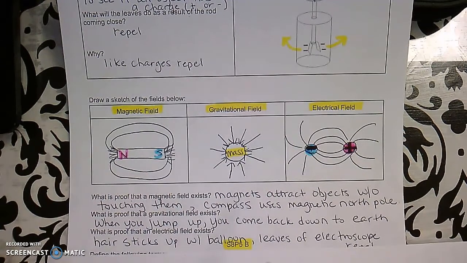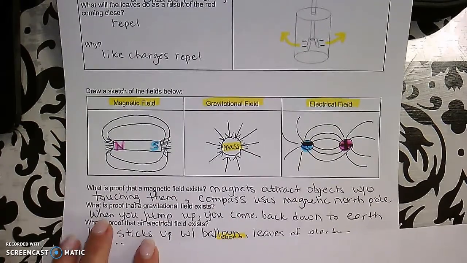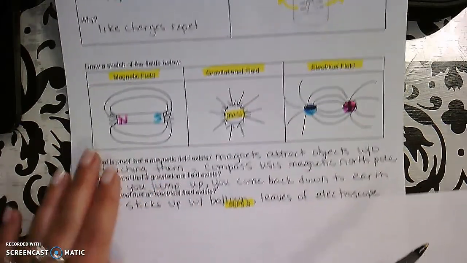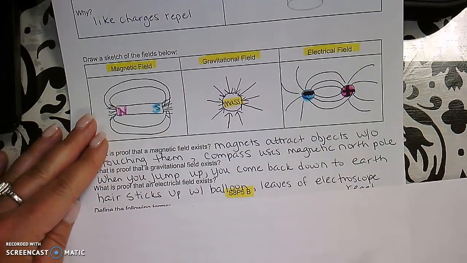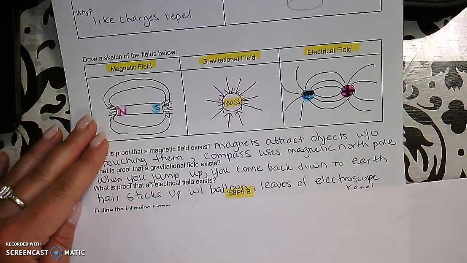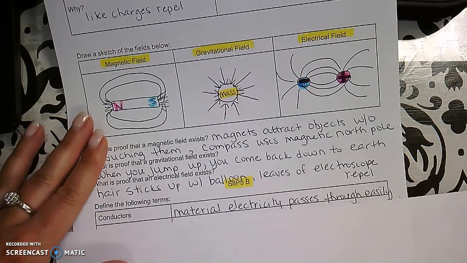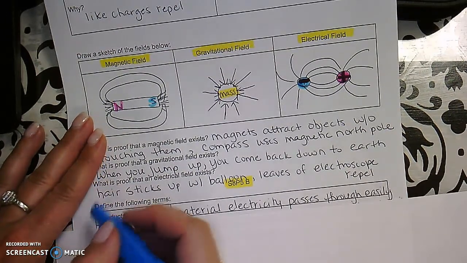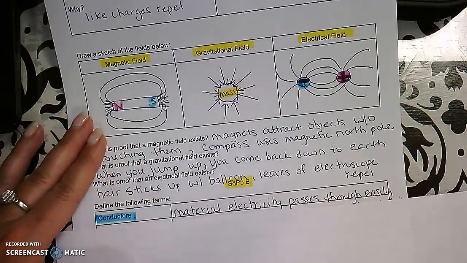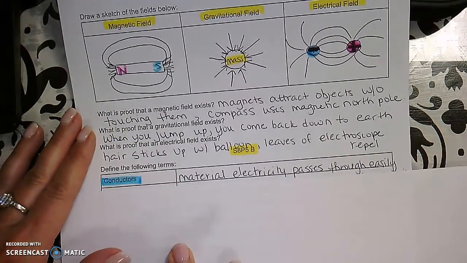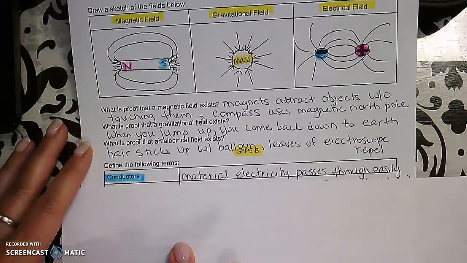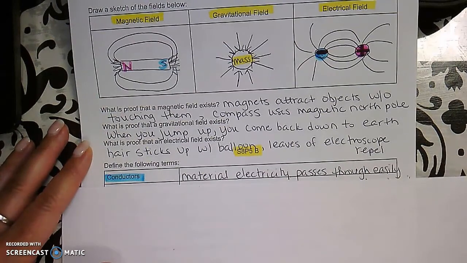So that's going to finish us up with S8P5A, and we're going to move into S8P5B. So take a moment and highlight that on your paper. For S8P5B, we're going to define these terms. Our first one is conductors. That's a material that electricity passes through easily. Any type of metal is an excellent conductor of electricity.